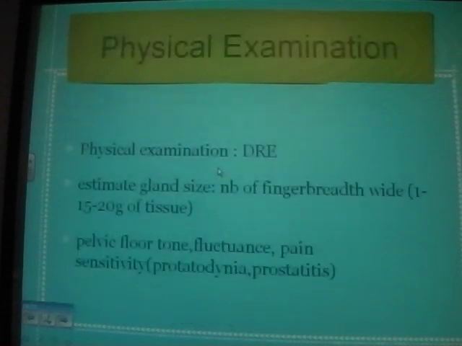Once again, physical examination, digital rectal examination. We try to estimate the size of the gland. So a normal prostate is something about up to 20 grams of tissue. It's really hard to say because that's not something you see. Actually, it's something you can feel. So while performing it, there's a guide saying look at the number of finger breadths wide and estimate the size of the prostate. For example, one finger breadth is something like 15 to 20 grams of tissue.